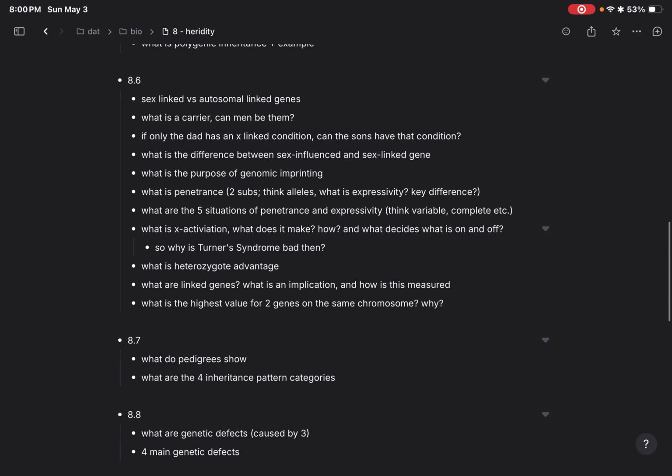What is heterozygous advantage? It's just when having both of the alleles will help. An example is sickle cell anemia. If you have sickle cells, then you're not susceptible to malaria.